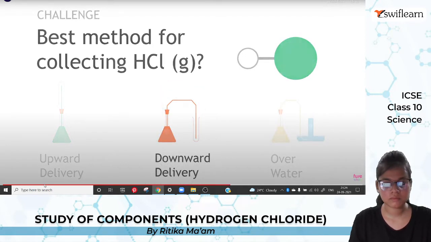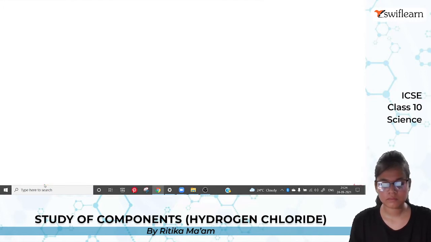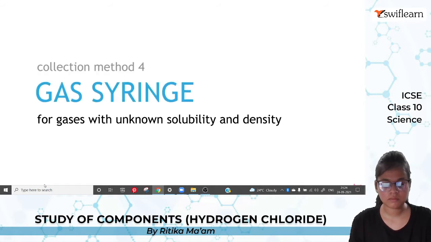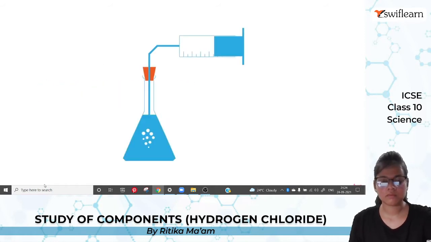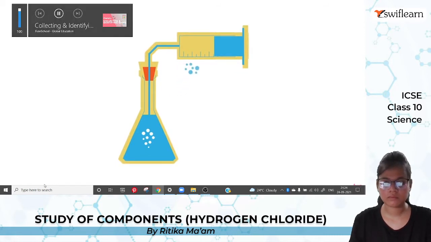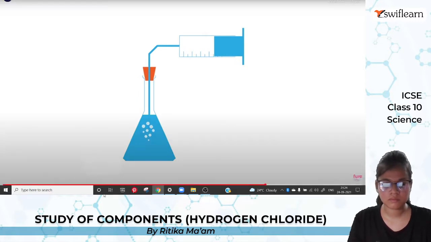This brings us to the next topic and addresses a very important question. What if you are unsure of the solubility and the density of the gas produced? A method to collect a gas, irrespective of these properties, is by using a gas syringe. It is a closed container, so the density of the gas does not need to be taken into consideration. It can also be used when the volume of the gas produced needs to be measured.